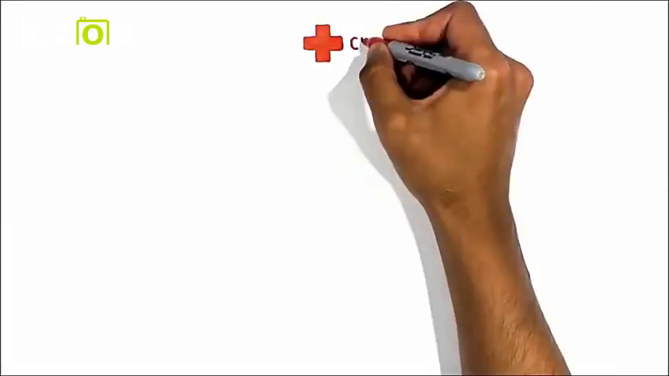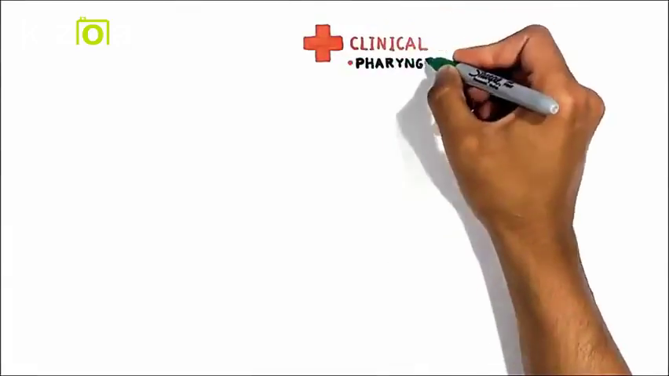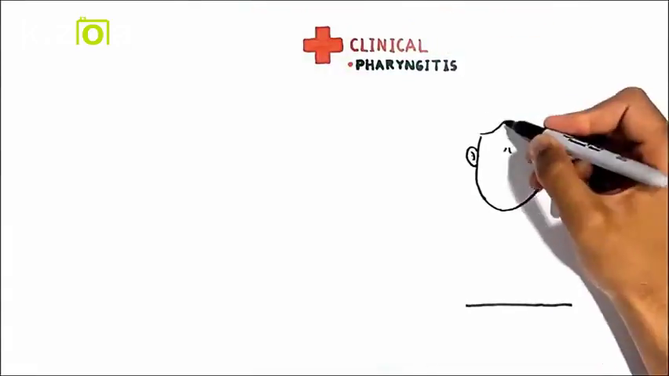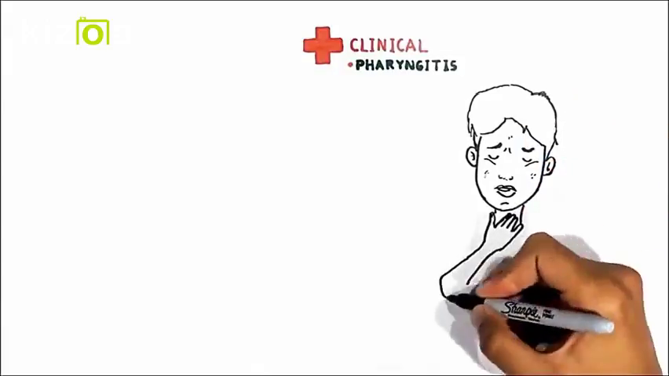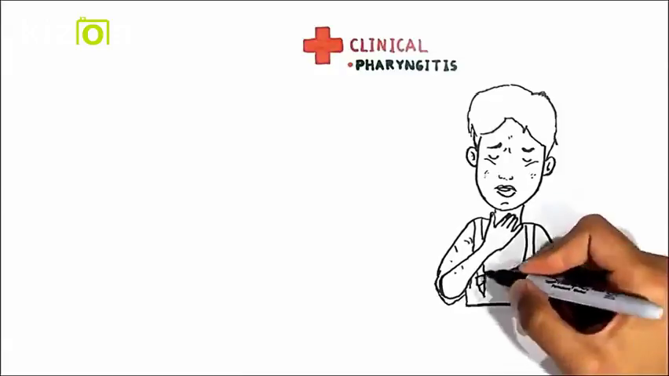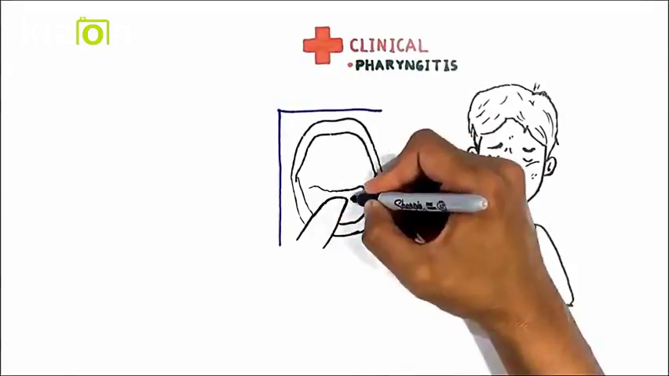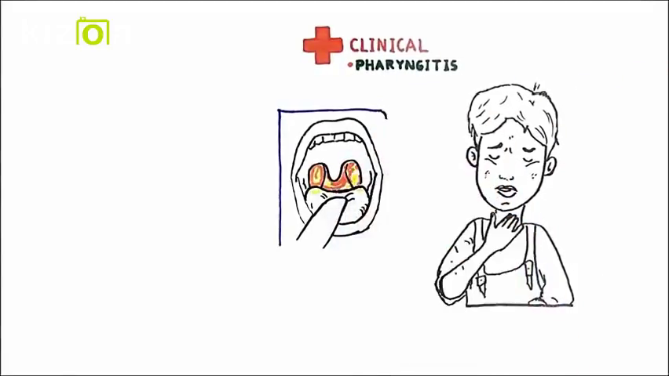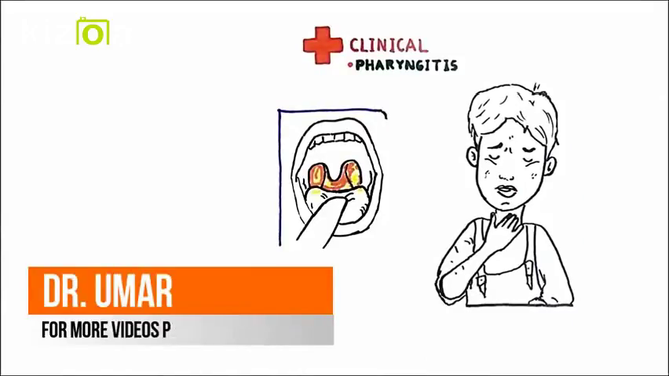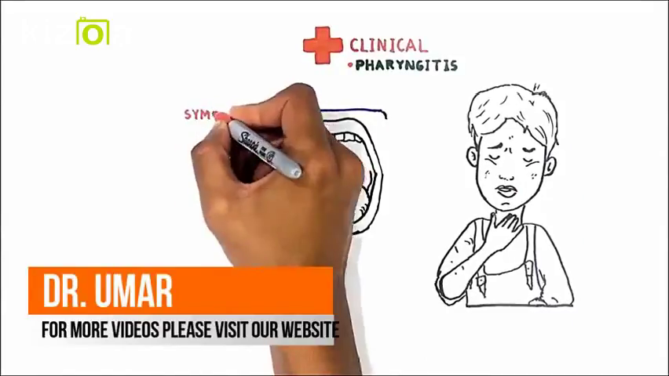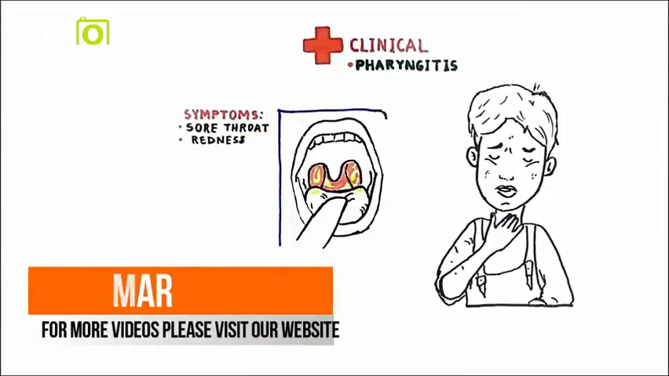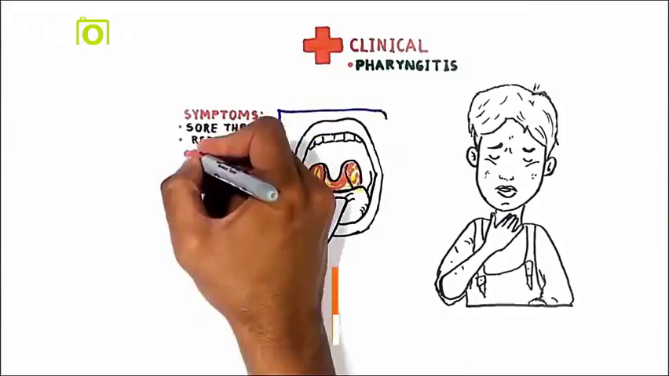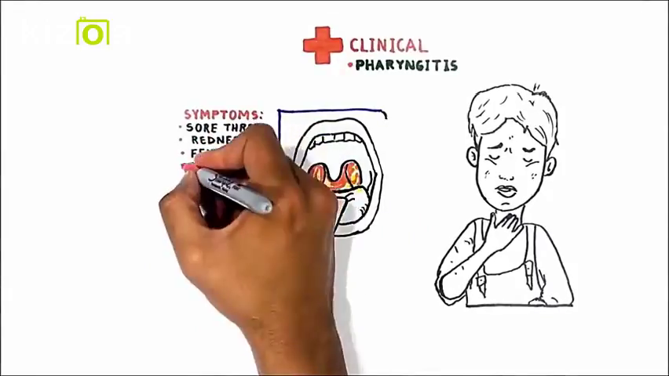Another common disease of the pharynx, pharyngitis, is an inflammation of the pharyngeal mucosa. This disease is usually a disorder of children. On examination of the throat, a pronounced redness of the mucous membrane of the pharynx can be seen. The main symptoms are a sore throat and redness of the pharyngeal walls. Other symptoms may include fever and maybe a cough.